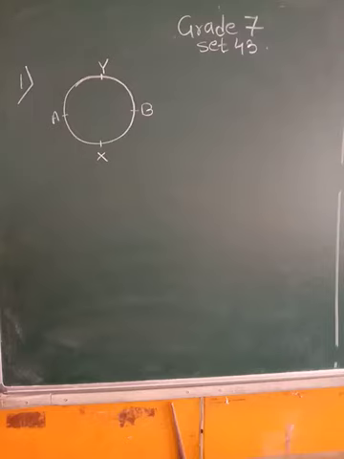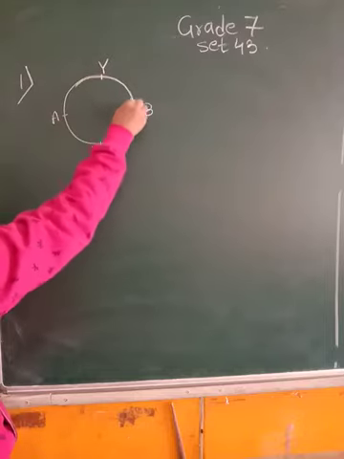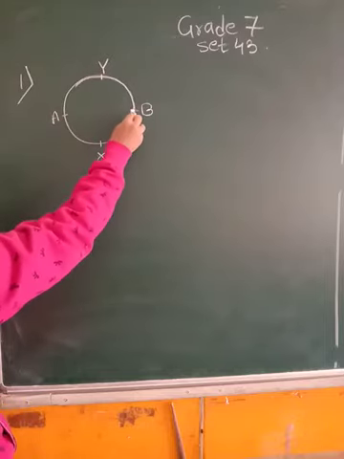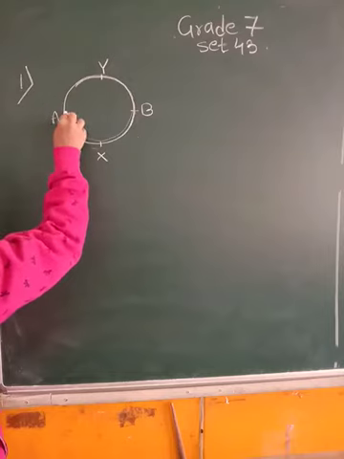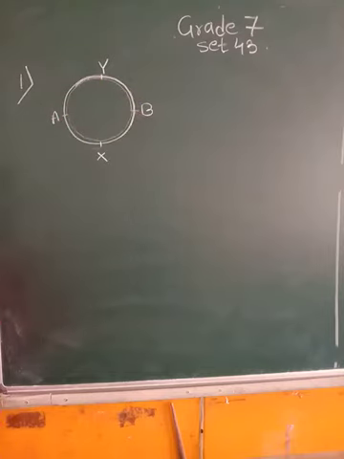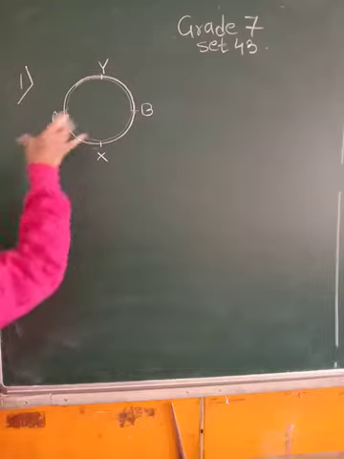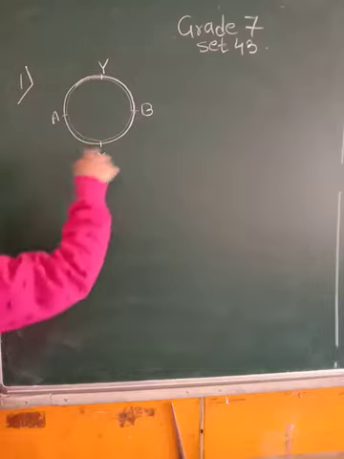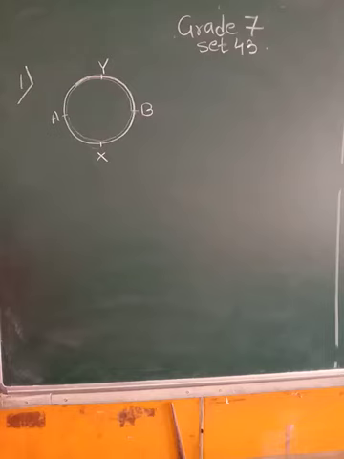Now this word corresponding is very important. What do you mean by corresponding? Can you see this arc AYB and AXB? From here to here is one arc. From here to here is another arc. So they have common endpoints A and B. So two arcs which have common endpoints and which complete the circle are called corresponding arcs.